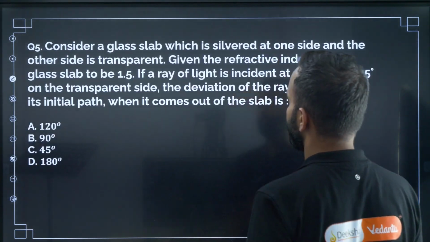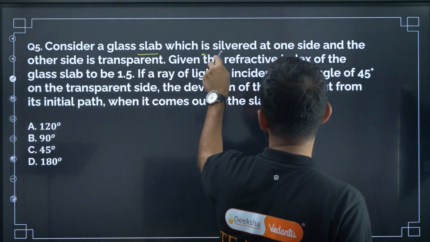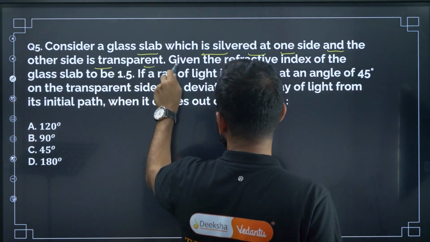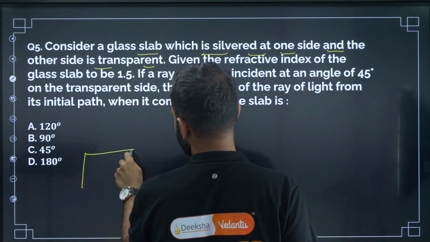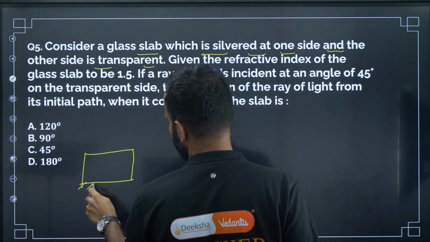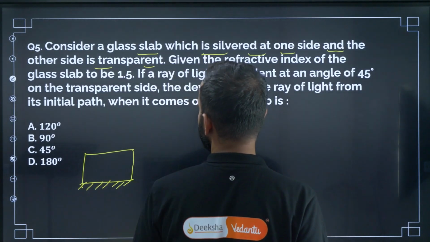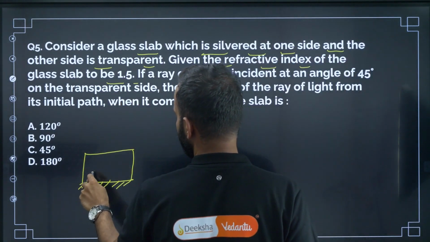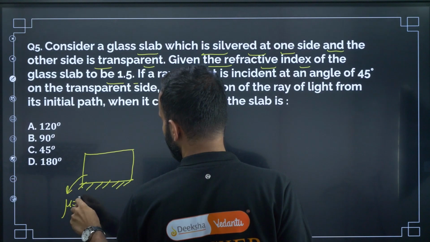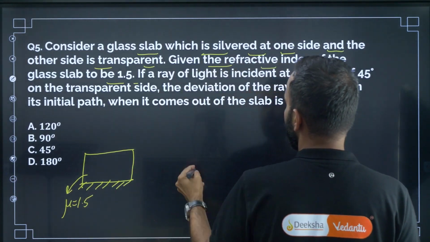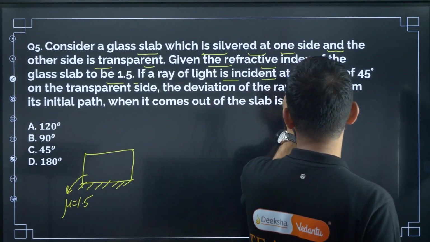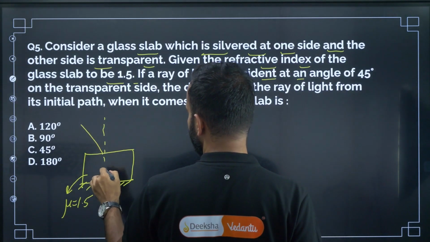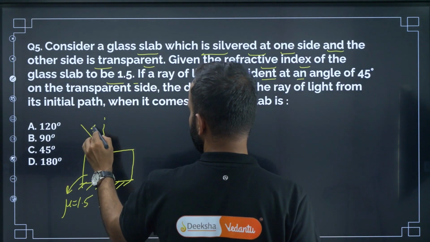Next question, question number 5. Consider a glass slab which is silvered at one side and the other side is transparent. Okay, so this is the glass slab. One side is silvered, the other side is transparent. Given the refractive index of the glass slab mu equal to 1.5, if a ray of light is incident at an angle of 45 degree, here this is the ray of light, angle of incidence is 45 degree.